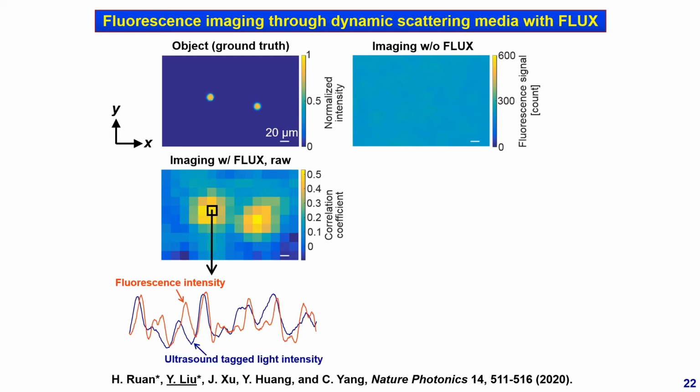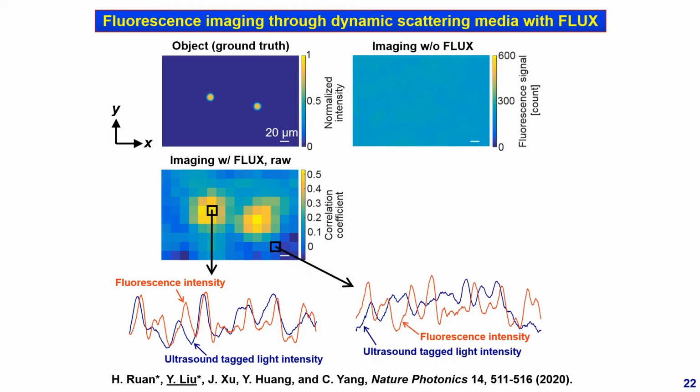In this image, each pixel value is not light intensity, but the correlation coefficient of the two signal traces. For example, at this location where the ultrasound focus overlaps with the fluorescent bead, the ultrasound tag light and the fluorescent light fluctuate in a similar manner, and their correlation coefficient is high. However, at this position where the ultrasound focus is away from the fluorescent bead, the two signal traces fluctuate in a different manner, and they have a low correlation.